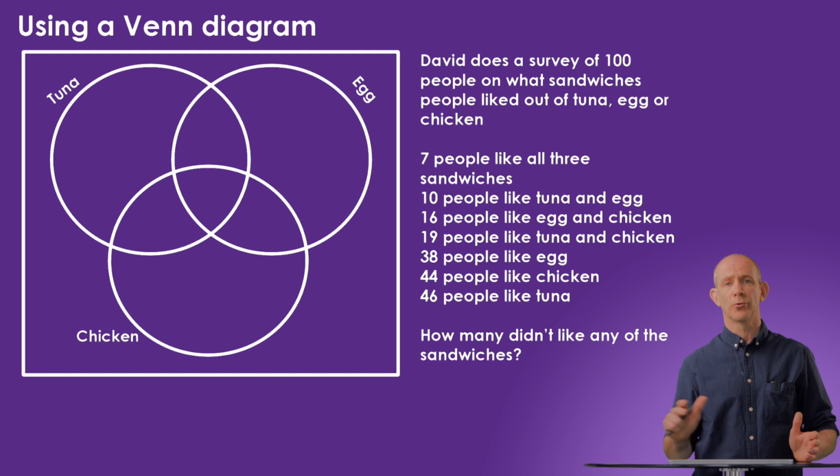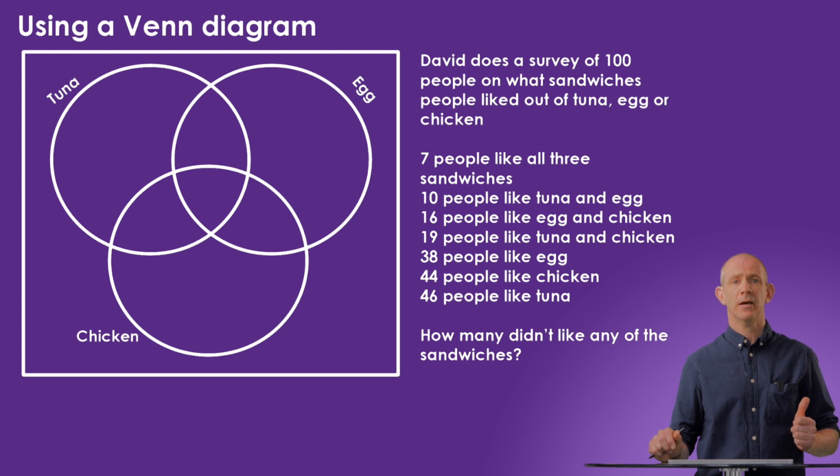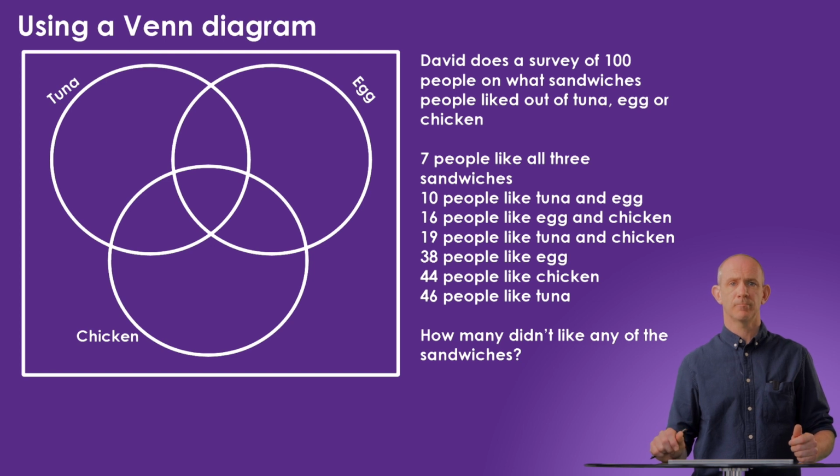7 people liked all 3 sandwiches, 10 people liked tuna and egg, 16 people liked egg and chicken, and 19 people liked tuna and chicken. 38 people in total liked egg, 44 people in total liked chicken, and 46 people in total liked tuna. We're then asked to answer the question of how many didn't like any of the types of sandwiches.